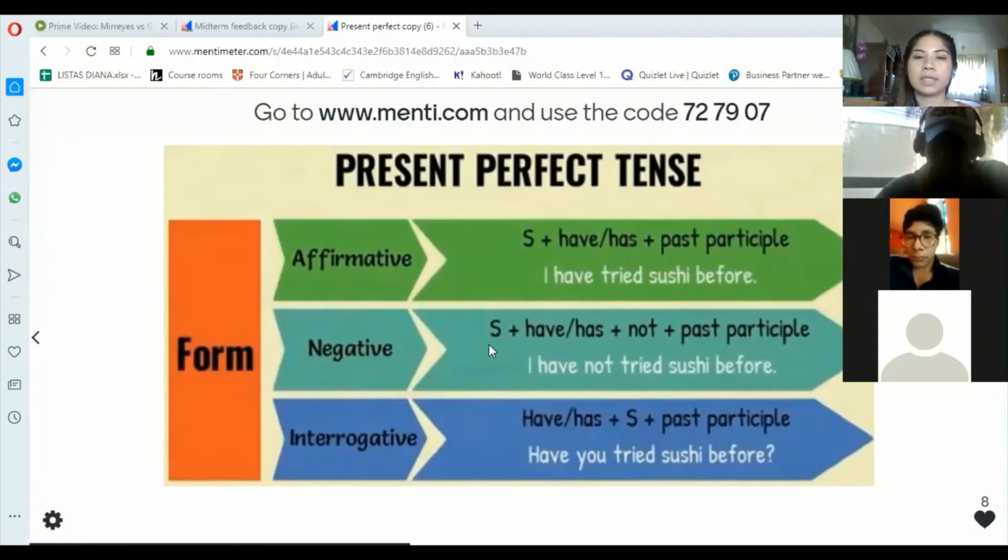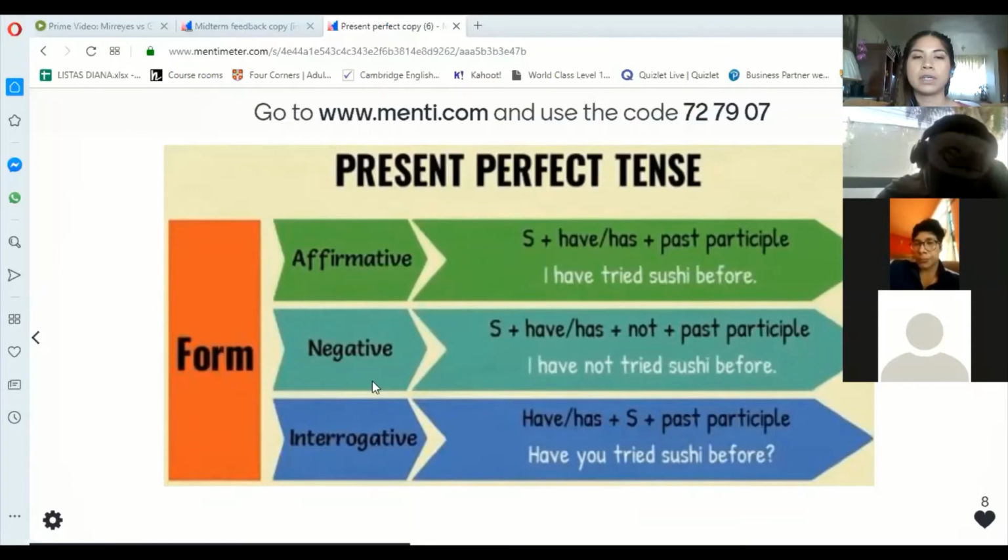What about negative? Please continue, Jorge. Negative: subject plus have or has plus not plus past participle. An example is I have not tried sushi before. Here explicit, you have not, but people usually say I haven't, and make a contraction. The same case with he, she, it, we use hasn't for contraction. Has not, he hasn't, she hasn't.